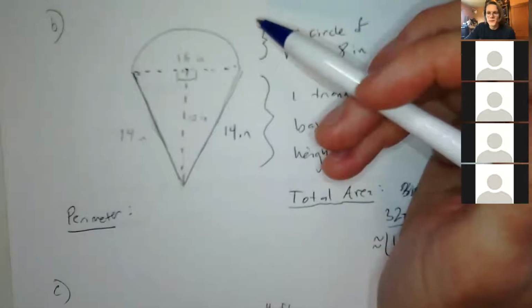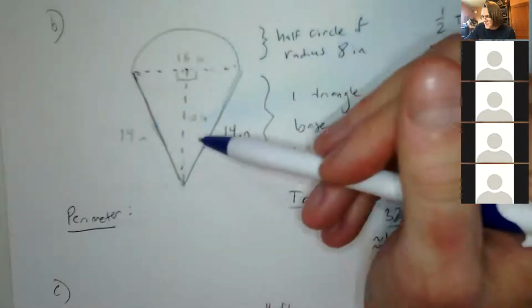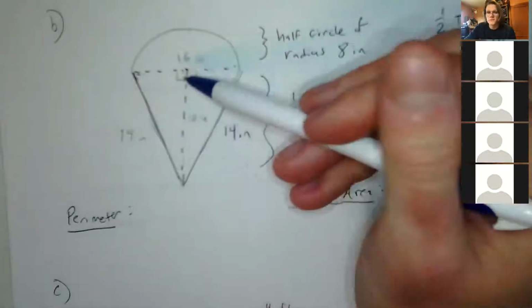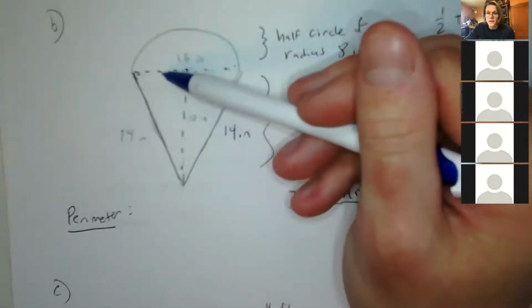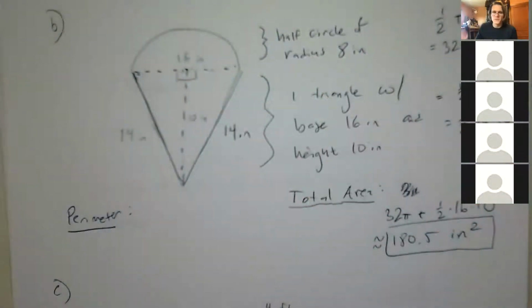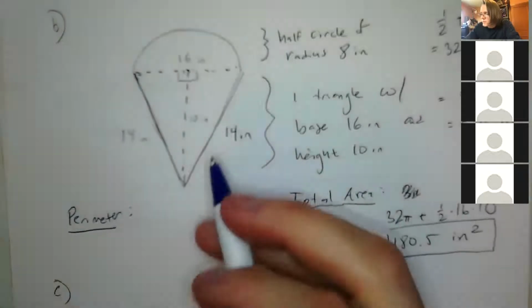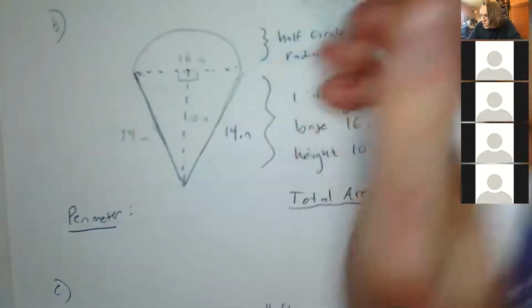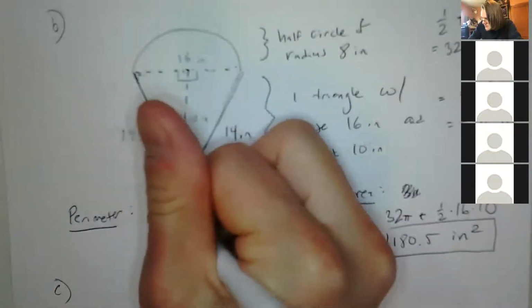If you wanted it to be perfect, you could have chosen this to be 10, this to be 14, and then use the Pythagorean theorem to find this third side. But I just wanted nice numbers for an example. Anyway, so the perimeter is going to be 14 and then 14, right? And that gives you this caret bit. So that's 14 plus 14.